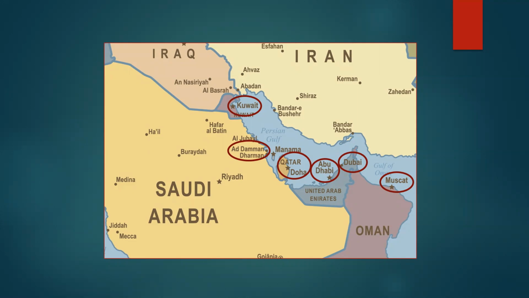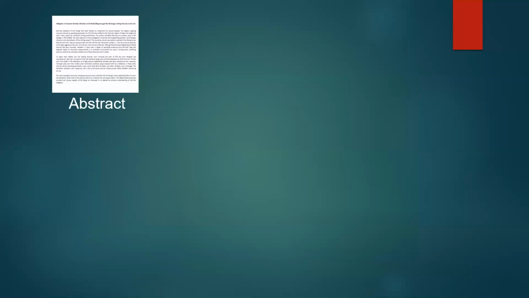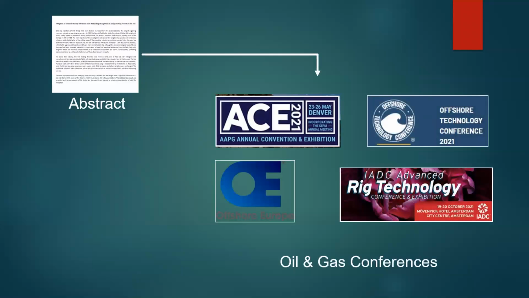Now, the main reason for the corporate interest in this was a corporate directive to have the engineers produce more abstracts and technical papers for oil and gas conferences. Let me explain how that works. Basically, an engineer would write an abstract, which is a summary of how a tool or a service solved a problem or overcame a challenge. The engineer would then send that abstract to an oil and gas conference. There are dozens and dozens of them. Here are just a few shown here.